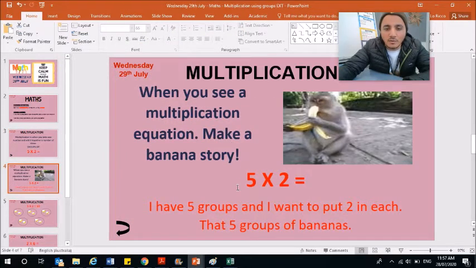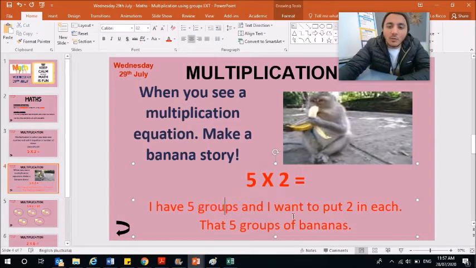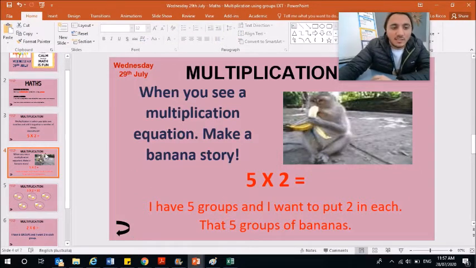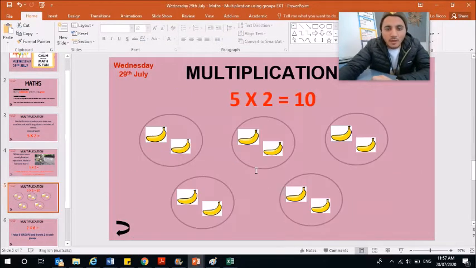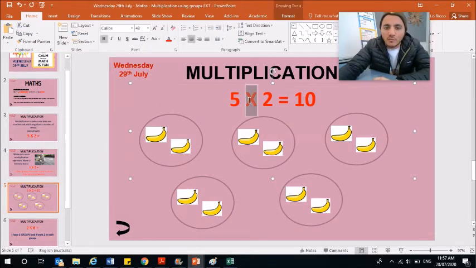I'm going to make a banana story. 5 times 2. I have 5 groups, and I want to put 2 bananas in each group. That's 5 groups of bananas. Let's go and have a look. It's a little bit different to yesterday and the day before. So 5 groups of, we're going to look at this little sign as groups of. So we've got 5 groups of 2 equals 10.